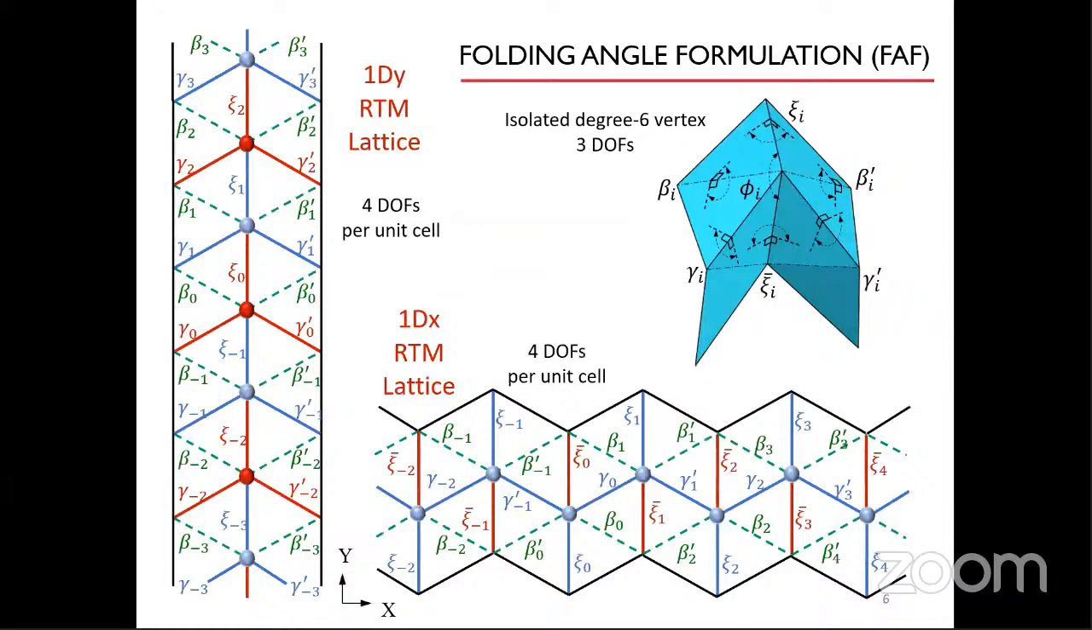Spherical trigonometric relations allow us to develop equations of constraint between folding angles measured at the creases. The isolated degree 6 vertex is an intersection of 6 crease lines and has 3 degrees of freedom. By tessellating along the x and y axis, as shown here, we eventually find that the kinematics of 1DX and 1DY RTM lattices can be modeled with effectively 4 degrees of freedom per unit cell.